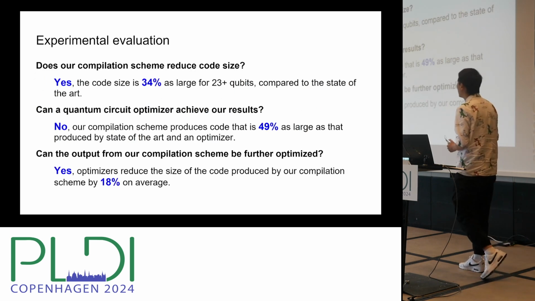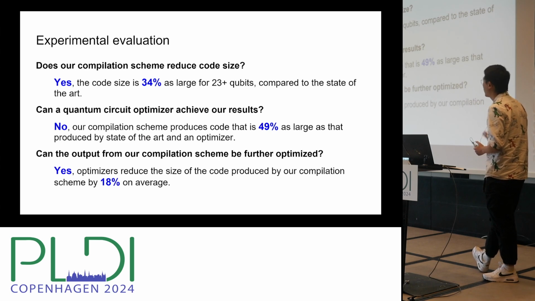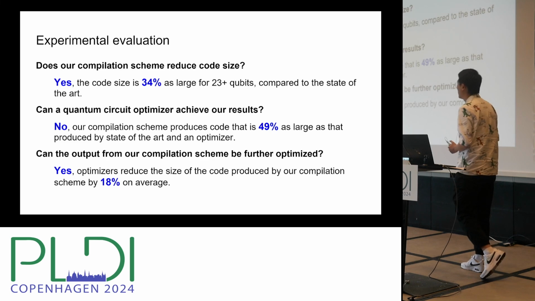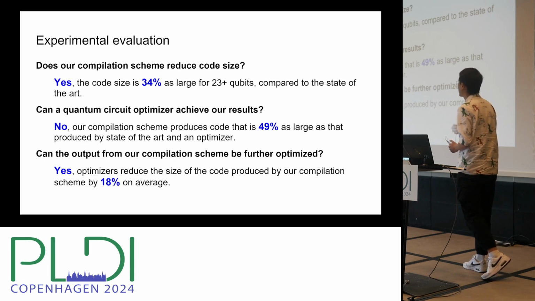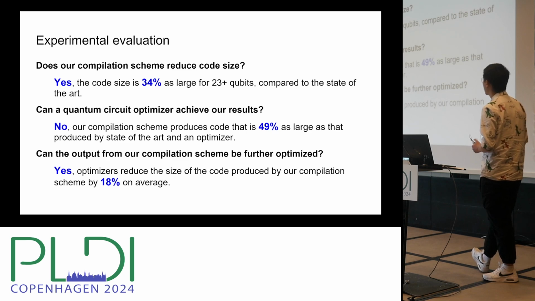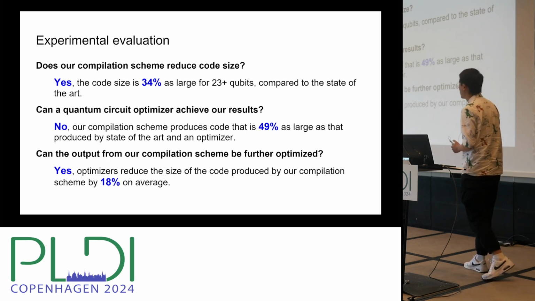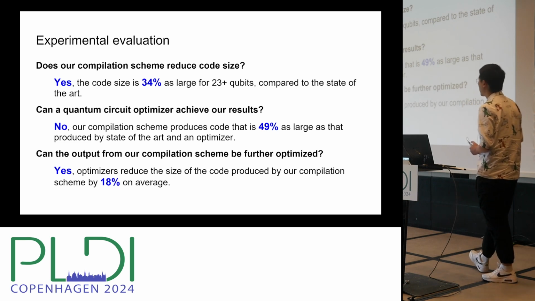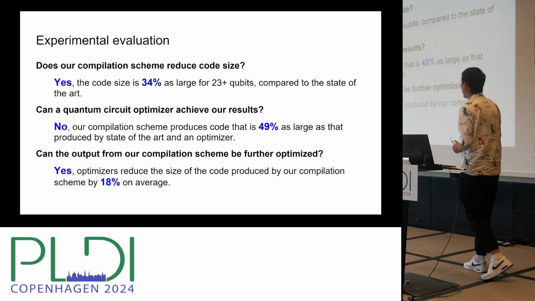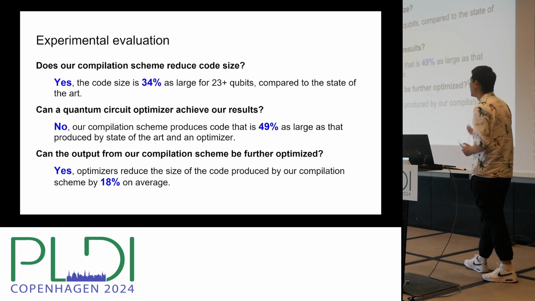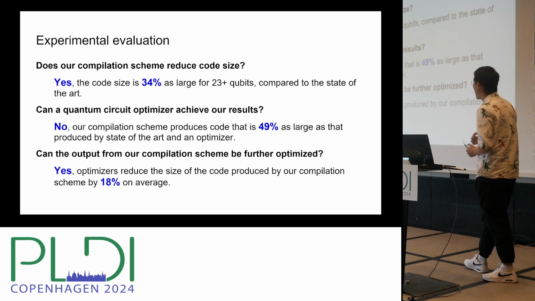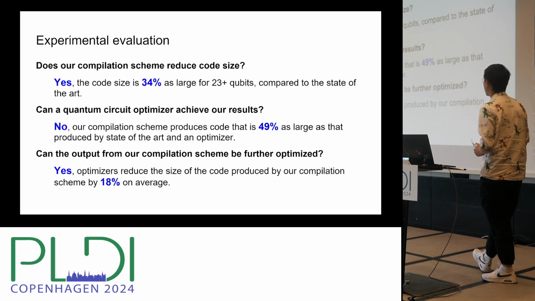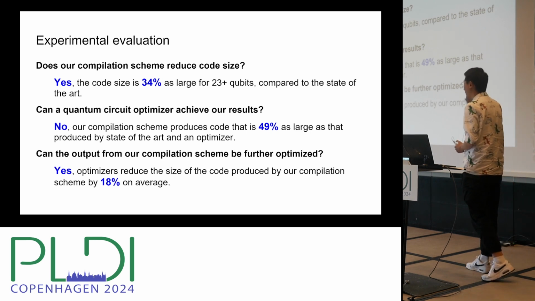Then we want to ask, how does this work in the experiment? We have 3 questions to ask. First, does it reduce the code size? The answer to this question is yes. Our compilation scheme produces code that is 34% the size of the previous best scheme once we go to 23 qubits and above. The second question is, can a quantum circuit optimizer help achieve our results? This would mean that you take the Gidney scheme and then apply a really good quantum circuit optimizer. The answer is no. Even after optimizing the Gidney scheme with the quantum circuit optimizer, our compilation scheme still produces code that is 49% as large as that produced by the state-of-the-art optimizer.